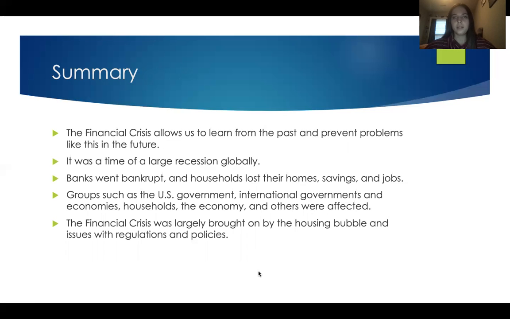The financial crisis was largely brought on by the housing bubble and issues with regulations on banks and mortgages. This spread globally, creating the global recession that was the financial crisis. The financial crisis negatively affected many worldwide, but also exposed flaws in the economies, housing markets, and financial sectors, which has helped us shape our economies and continues to even now.